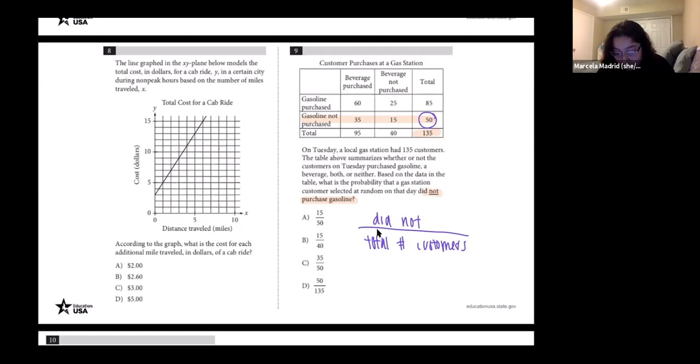For answer choice B, 15 over 40, that is how many people did not purchase gasoline, which is correct, 15, but you're just asking the people who also did not purchase a beverage. So that's not the whole part you're looking for. And for C, you had the total for gasoline not purchased as 50, but then you just took the number of people who purchased a beverage. So you had the right idea looking at both gasoline not purchased for B and C, but you didn't add them together to get 50. So hopefully that clarifies that question.